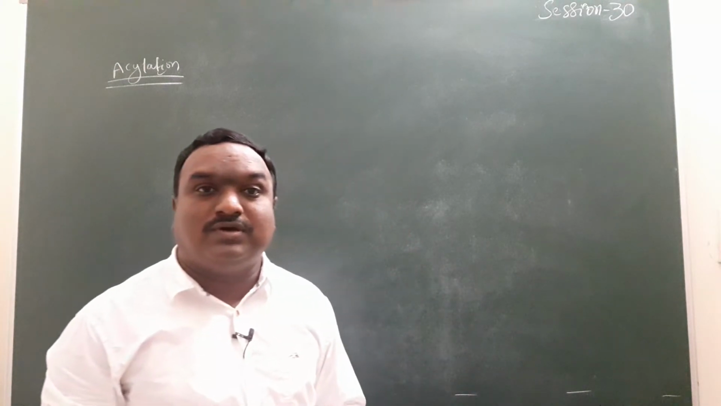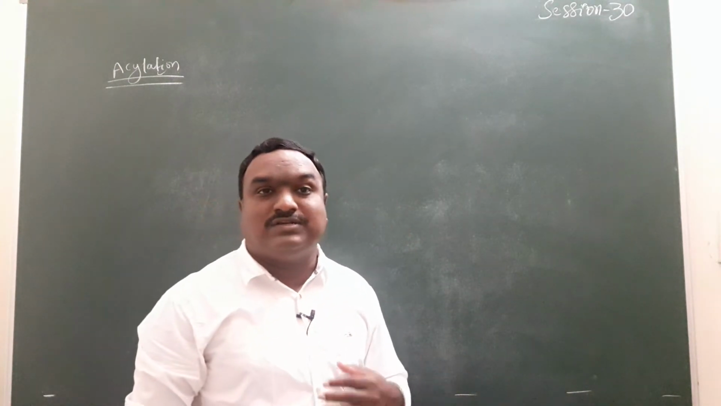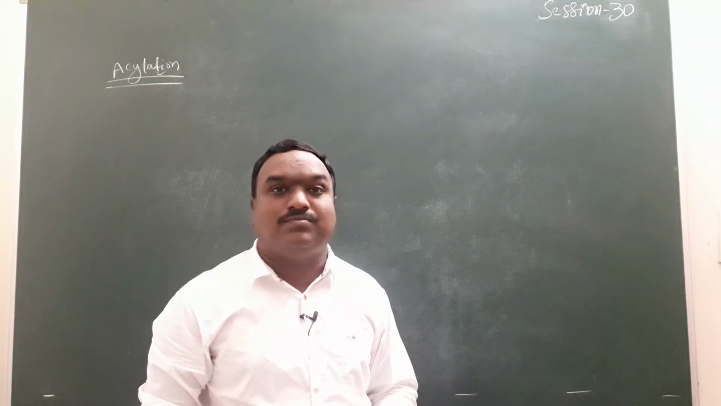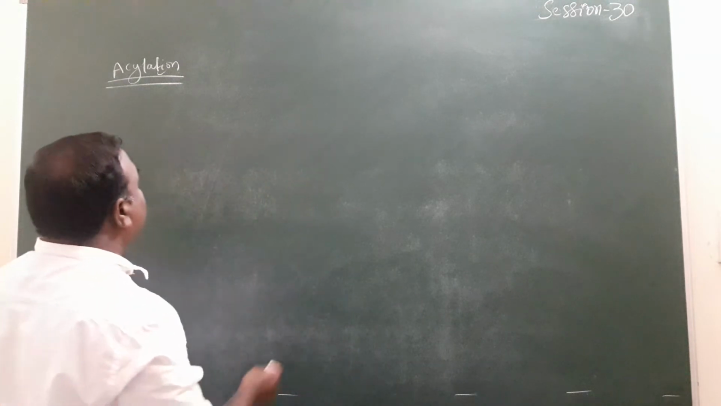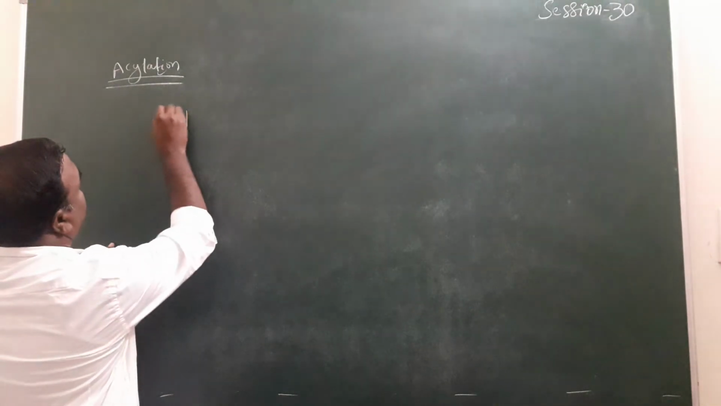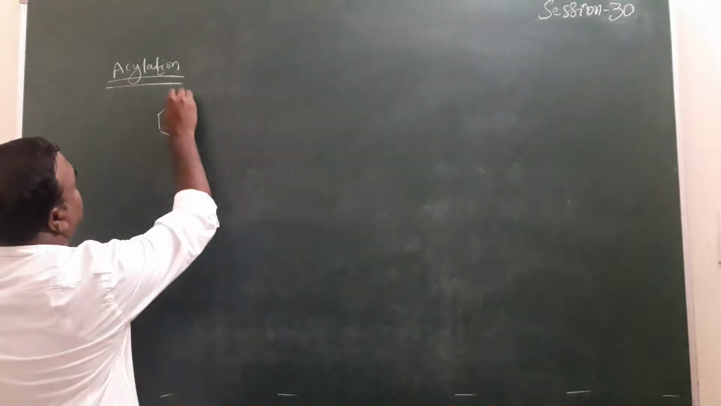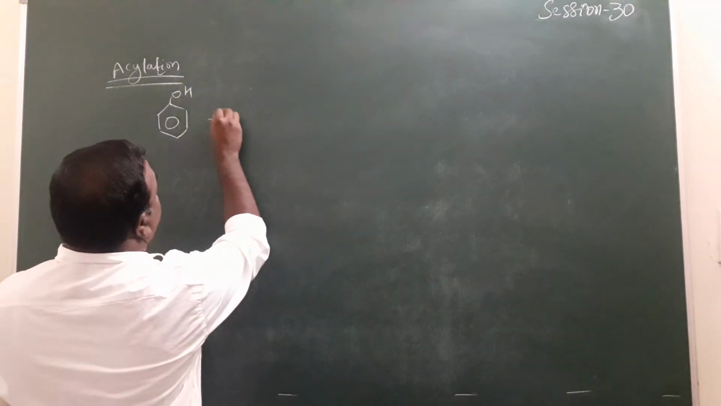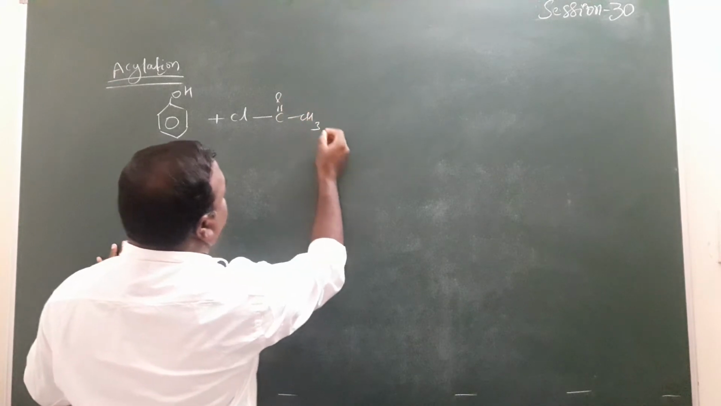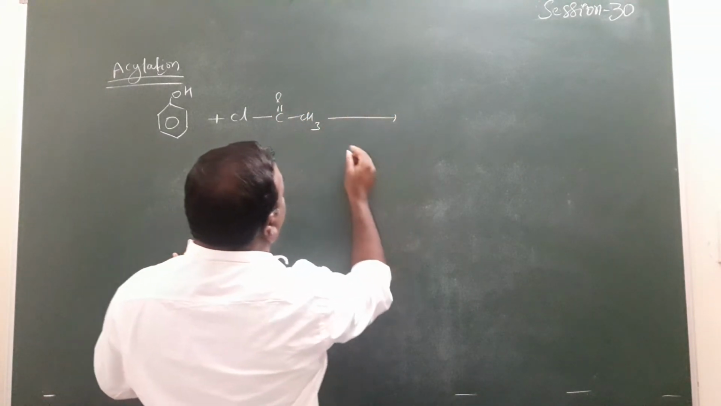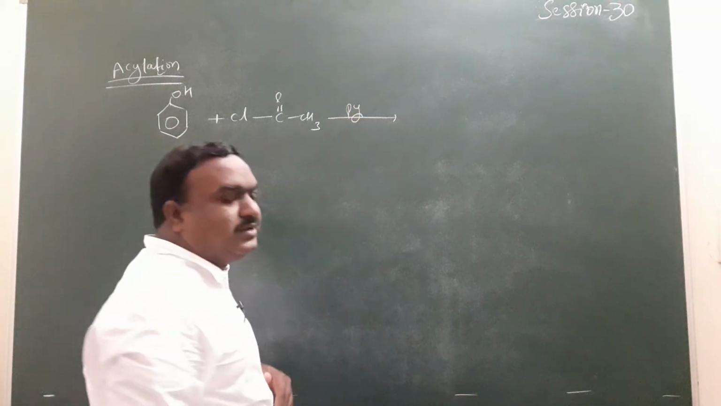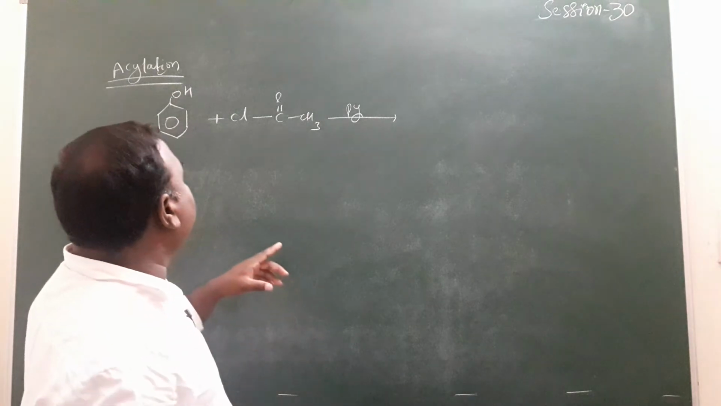So what type of reagents are required? Acid chlorides or anhydrides you can take. Both will form the same type of products here. For example, the phenol compound, phenol with OH, reacts with an acid chloride, an acyl chloride, in the presence of pyridine medium. So what will happen here?